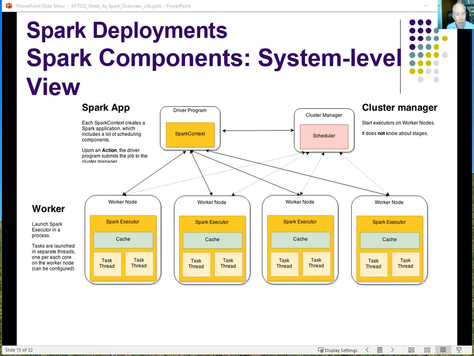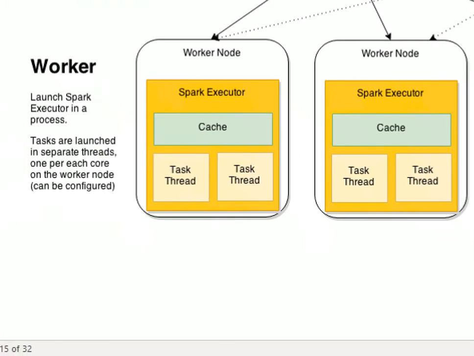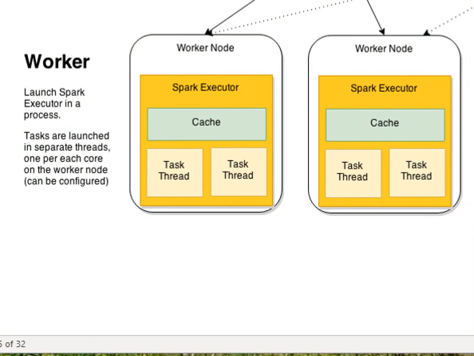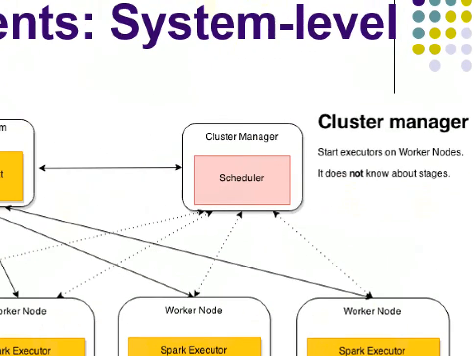So to sum up then, the architecture of Spark behind the scenes. We have a driver program, we have a cluster manager, we have workers, we have executors. These have all got caches. They've got task threads, maybe more than one, and they're operating and controlled by the scheduler.